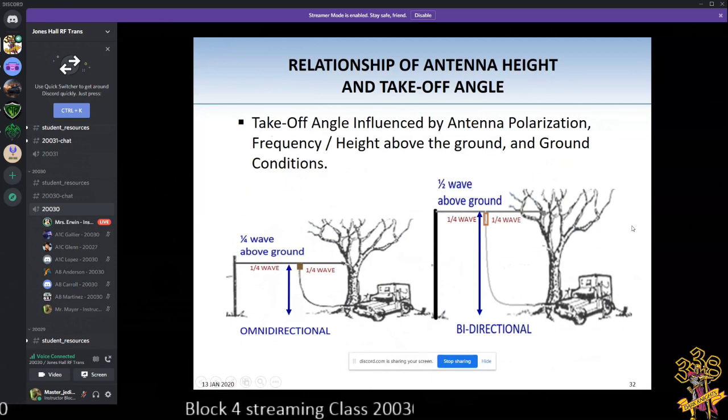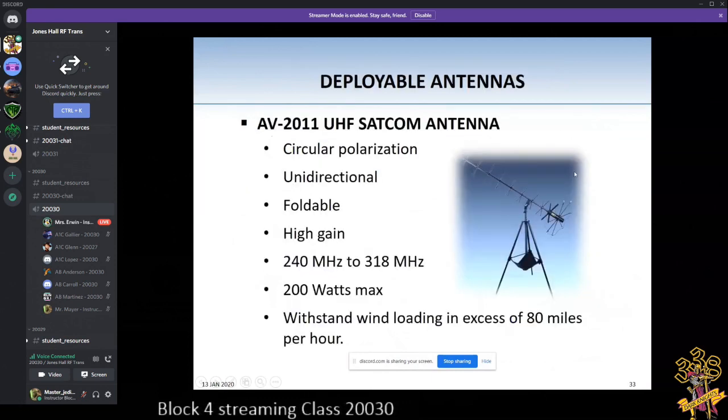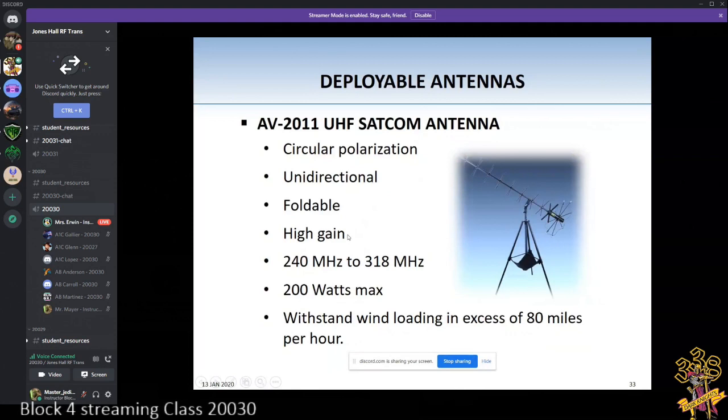This is the AV2011. You will be setting it up in lab. It is circularly polarized, which makes it very directional, which gives you high gain and low loss. It's foldable. You have your tripod assembly, your driver assembly, and two sets of elements. That's all there is to it. You take it out of the case, you open up the tripod, put the driven assembly on top, and then you attach your two elements and you're done.